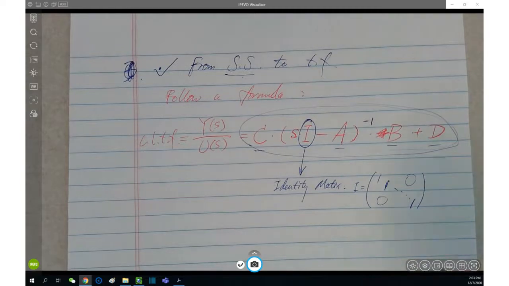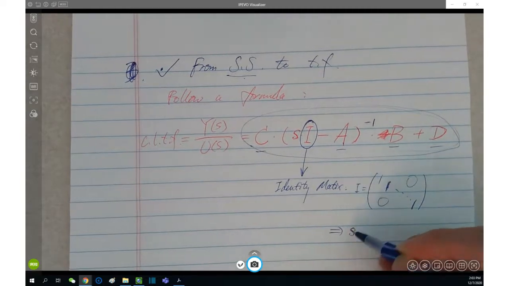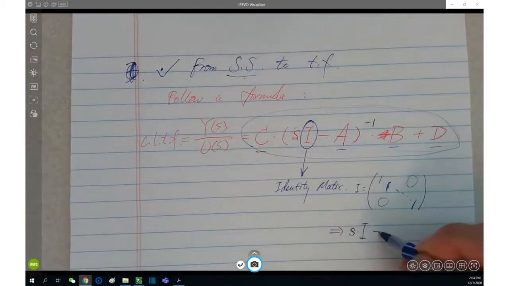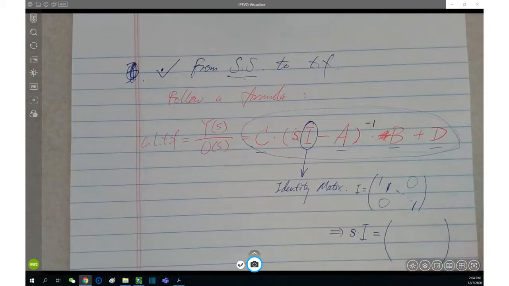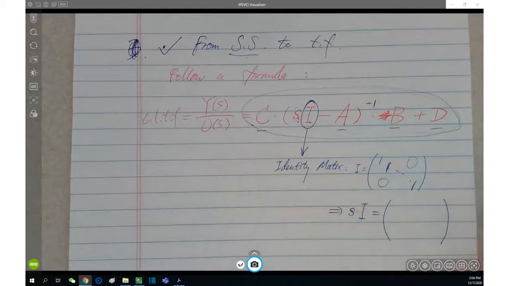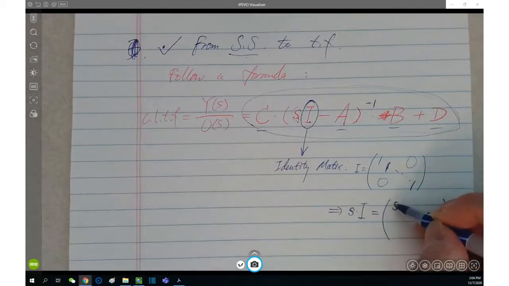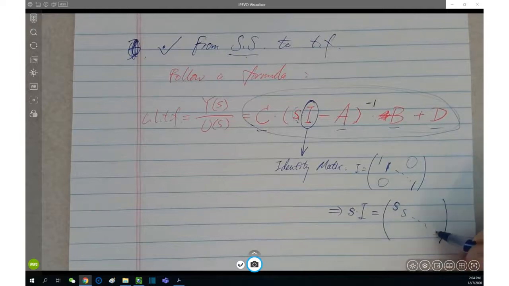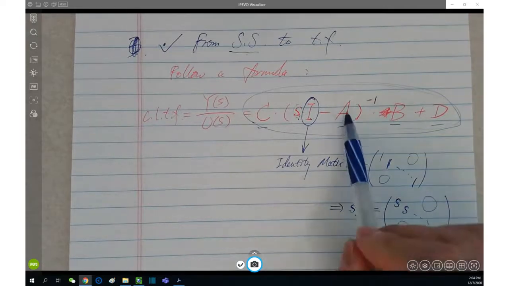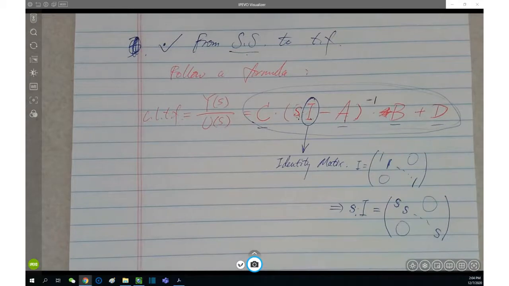But therefore, s times, this is s, nothing but s. s times I equals what? We have s times I, right? So s times I equals what? s along the main diagonal, zeros elsewhere, right? Does it make sense? And then this sI minus, subtract the matrix A, whatever it is.